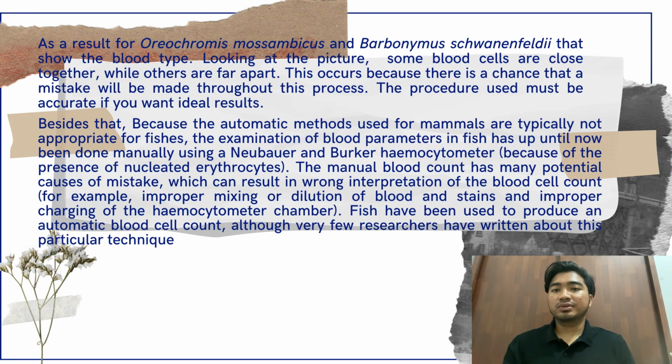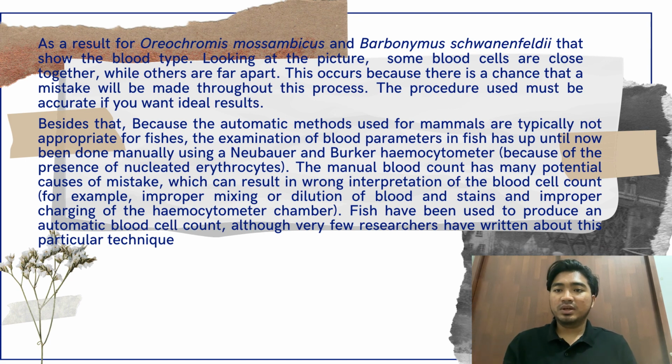As a result, for Oreochromis mozambicus and Barbonymus schwanenfeldii that show the blood type. Looking at the picture, some blood cells are close together while others are far apart. This occurs because there is a chance that a mistake will be made through this process. The procedure used must be accurate if you want ideal result.